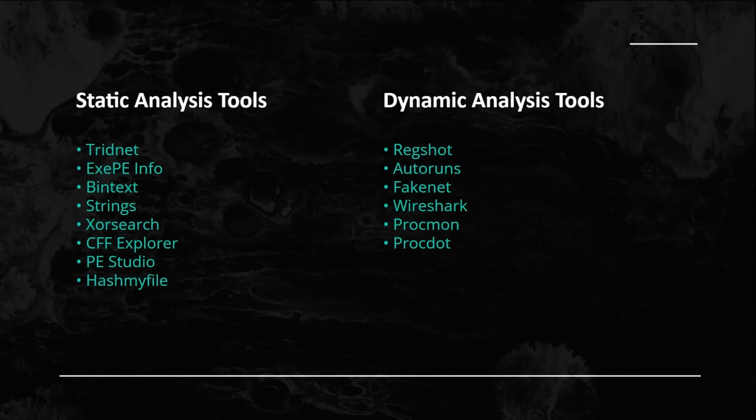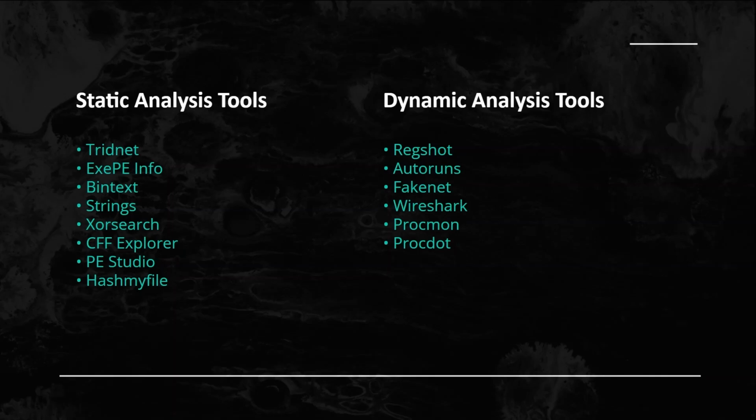TrIDNet is a file identifier that analyzes a file's binary signature to determine its type. ExeInfoPE is a tool for analyzing Windows PE, or portable executable, files. It provides information about the compiler used, the packer or protector applied, and other file attributes. BinText is a simple tool to extract ASCII and Unicode strings from binary files.